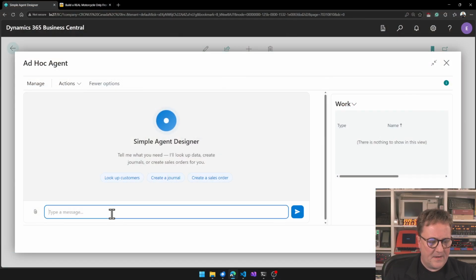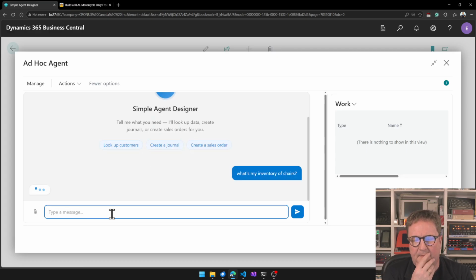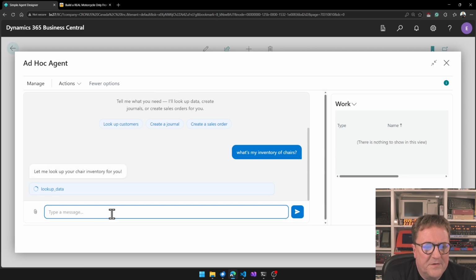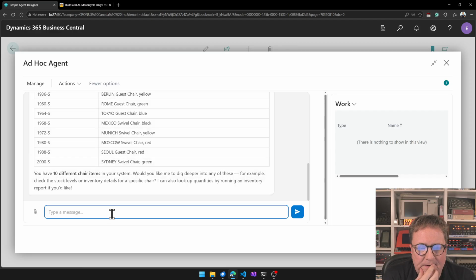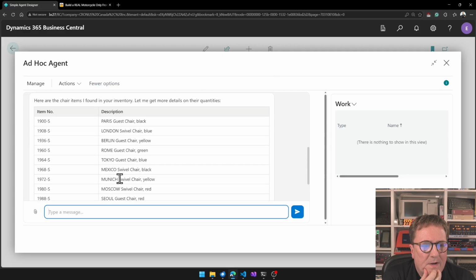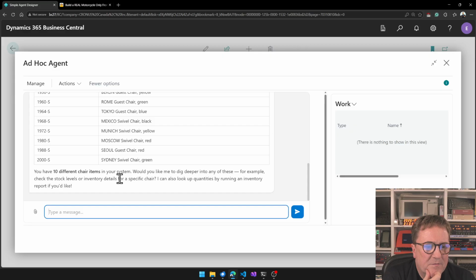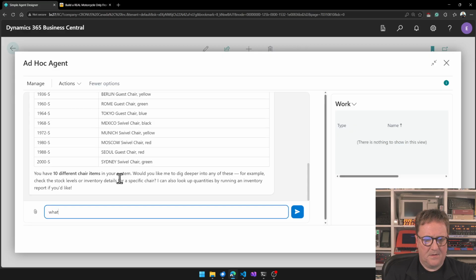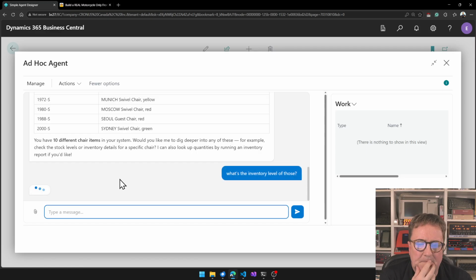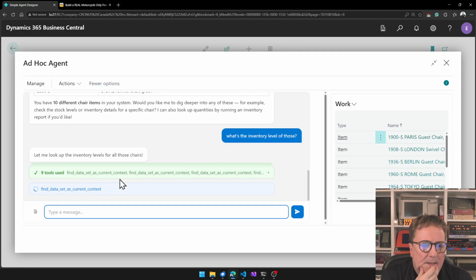So here's the ad hoc agent, and let me just ask, what's my inventory of chairs? Let me look up your chair inventory for you. So you will now go and look at your system, saying, you know what? You have 10 different chairs. What's the inventory level of those? Let me look that up, so it runs through and takes a look at each of them.